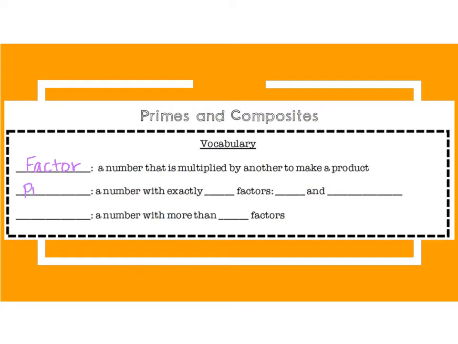A prime number is a number with exactly two factors, 1 and itself. A composite number is a number with more than two factors.